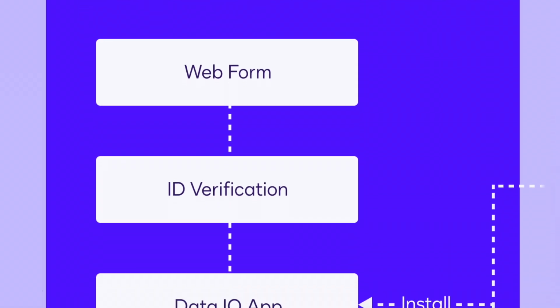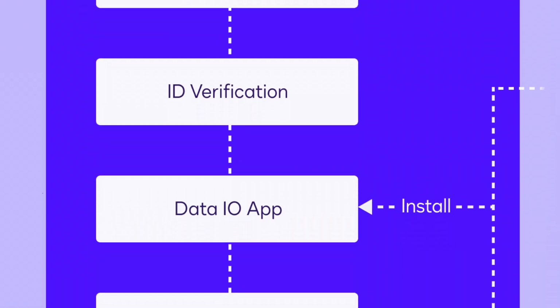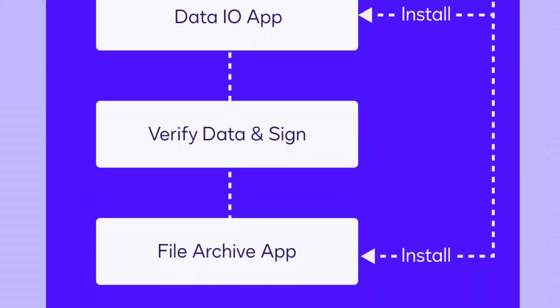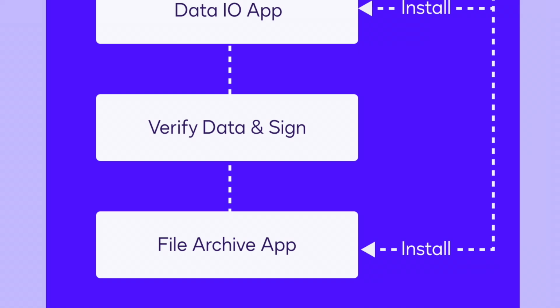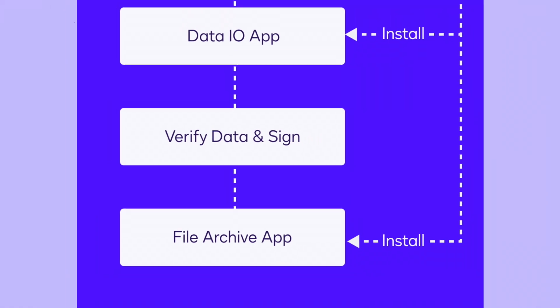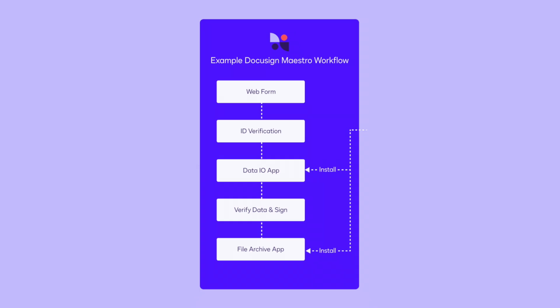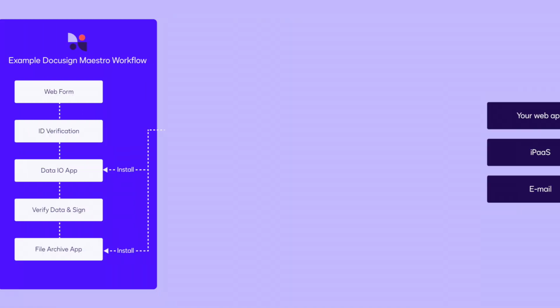You can install a Data I/O app from the App Center to retrieve data from a third-party system, verify data, sign, and archive to your favorite cloud server. This is just one example. You can create many more permutations using the various Docusign products and extension types we support.